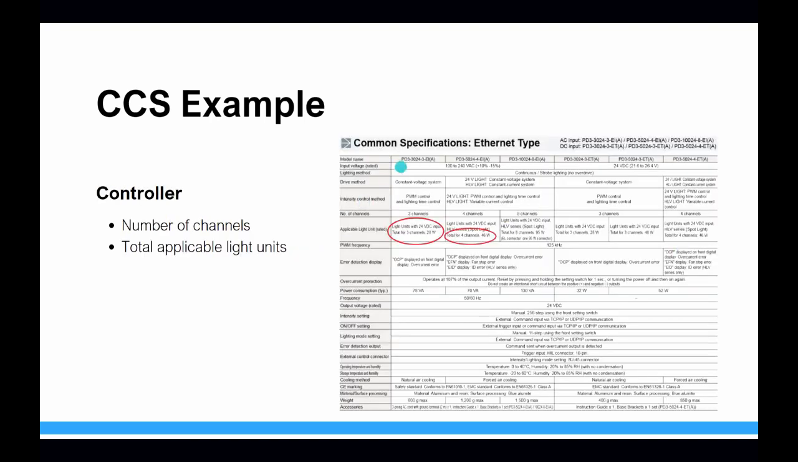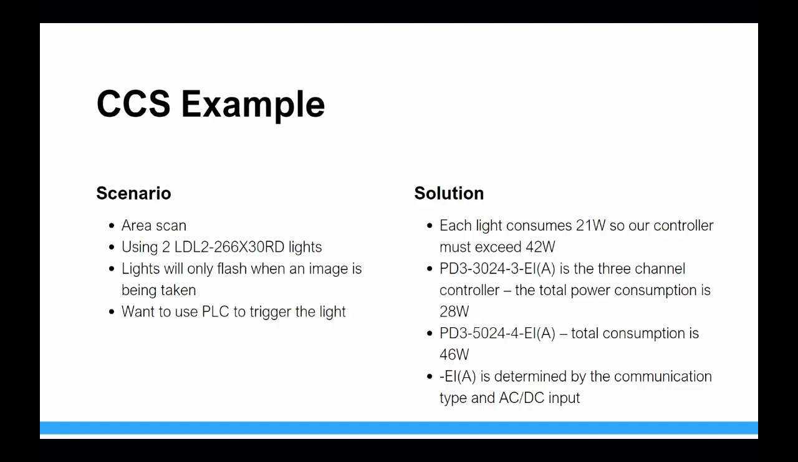Then you look at the spec sheet of a PD3 and look for the applicable light unit. It tells you the total for 3 channels, total for 4 channels, total for 8 channels. So you look at the number of channels the controller has, and then the total number of watts it can handle. From there you do the calculations I talked about a few slides ago. How many lights am I using? What's their rating? I've got 2 lights at 21 watts, so I need a 42 watt controller.